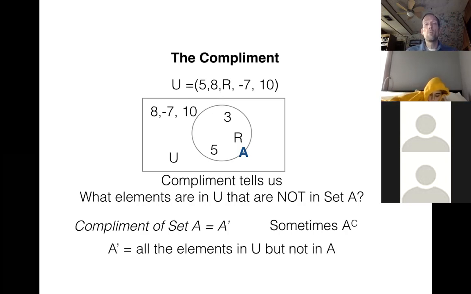So officially, we'll say A apostrophe is all the elements in U that are not in A. And in this case, it's just going to have 3 elements. It's going to have -7, 8, and 10.